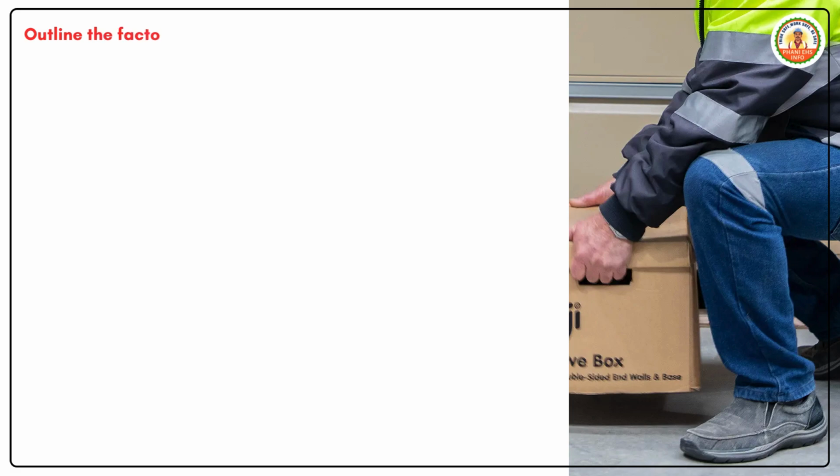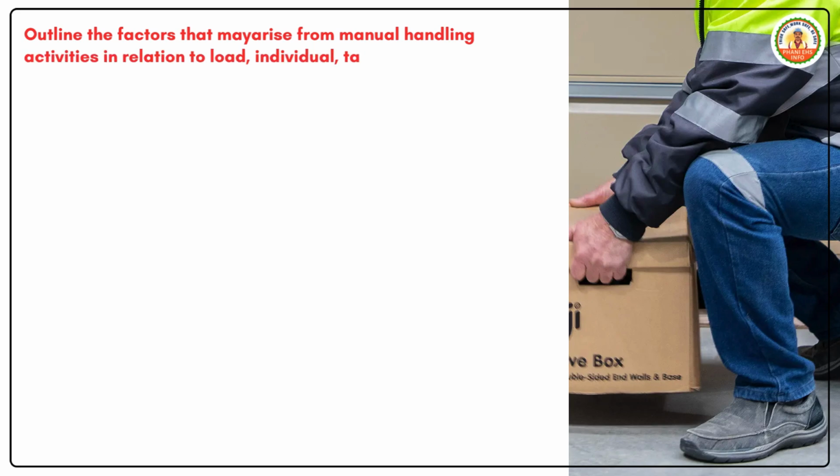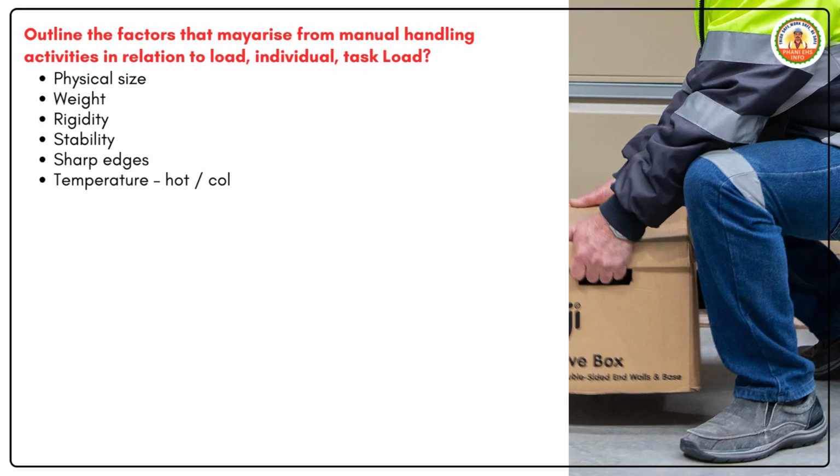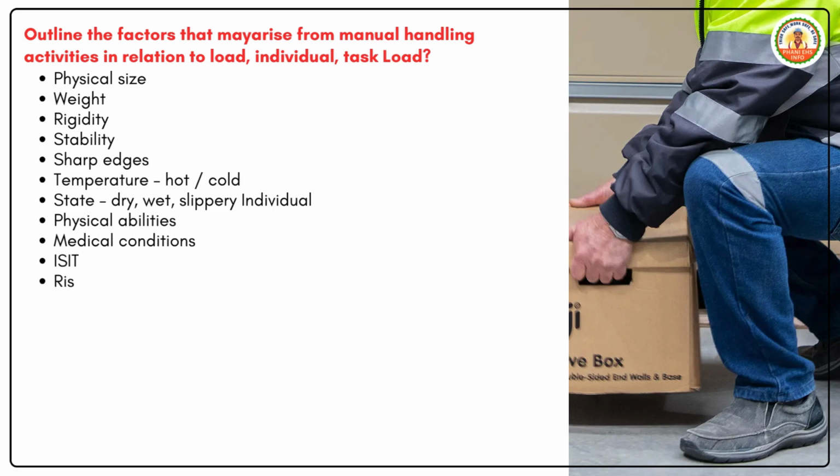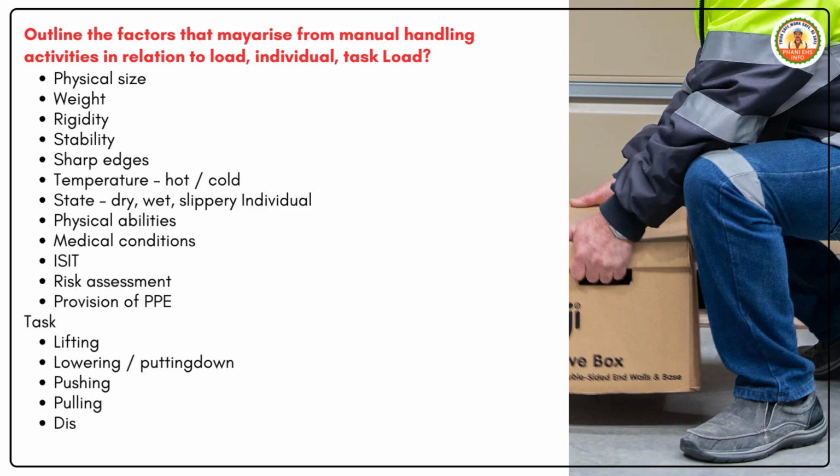Outline the factors that may arise from manual handling activities in relation to load, individual, task. Load: physical size, weight, rigidity, stability, sharp edges, temperature, hot, cold, state, dry, wet, slippery. Individual: physical abilities, medical conditions, risk assessment, provision of PPE. Task: lifting, lowering, putting down, pushing, pulling, distance to travel, carry. Is twisting the body essential?